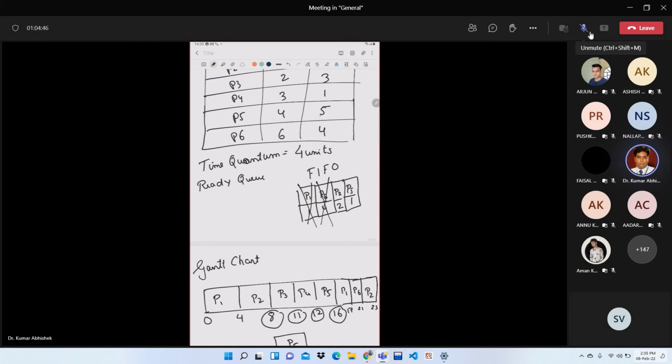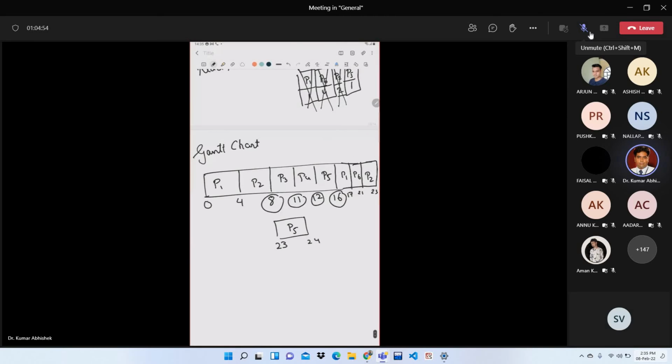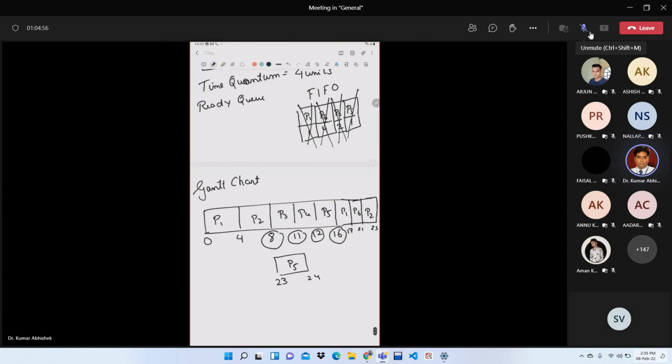At 23, is P2 finished? Yes. P2 is not going to the ready state. These 3 are terminated. What is remaining? P5. So P5, is it clear now? From 15, 16 onwards? Yes, sir. Any doubts? No.